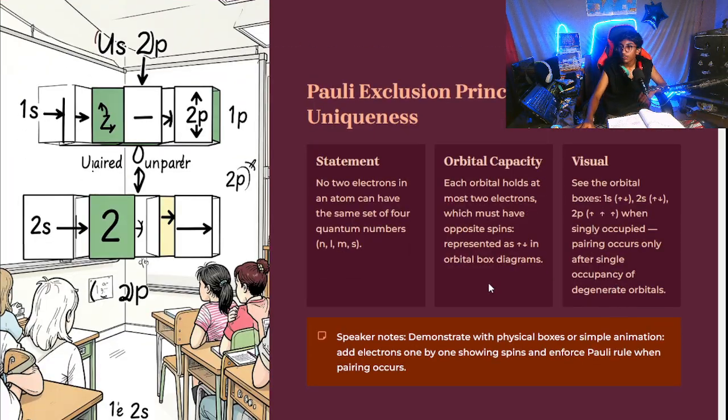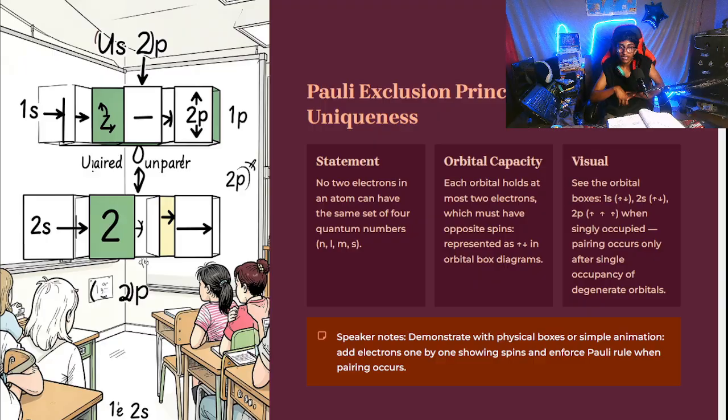This is only Mr. Pauli's doing. So the statement is given here, I read it out before. No two electrons in an atom can have the same set of four quantum numbers. Understood? So till now, we learned about four quantum numbers. We discovered that every electron inside an atom can be uniquely identified using these four quantum numbers.